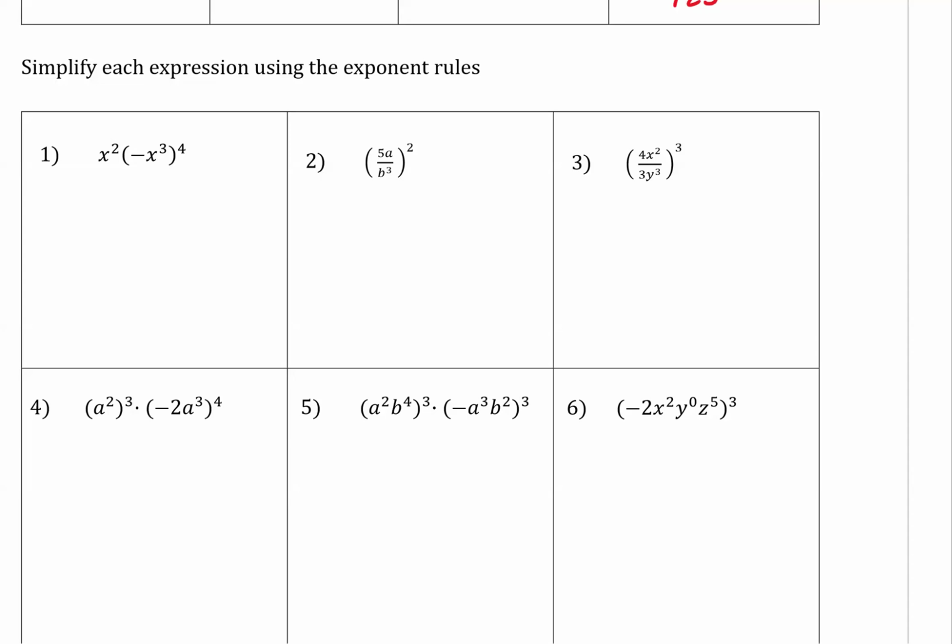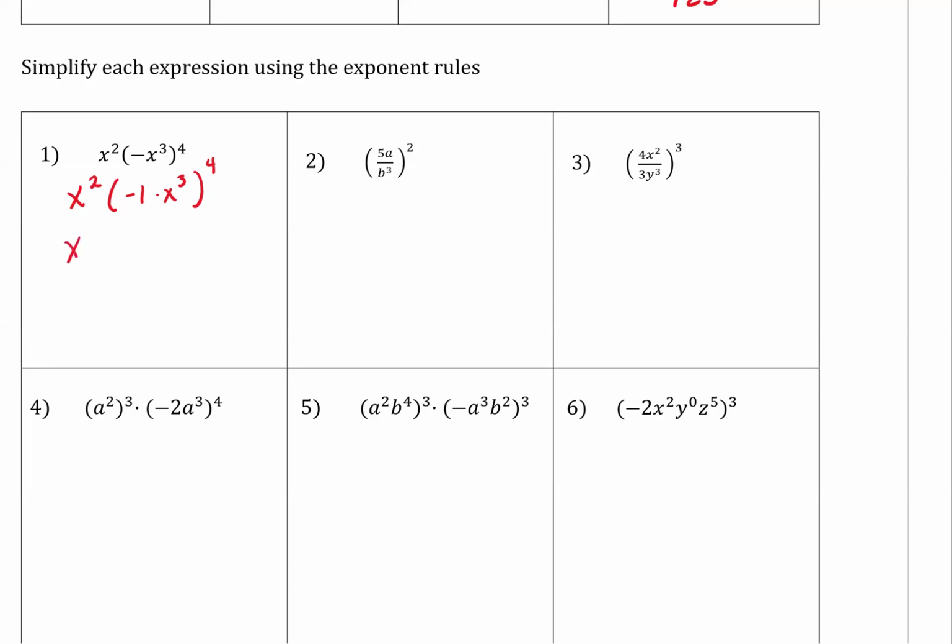Number 1, we have x squared times the opposite of x cubed to the 4th. You could also think of this as you're taking a negative to an even power, which would make it positive. So there's several different ways to think about that.